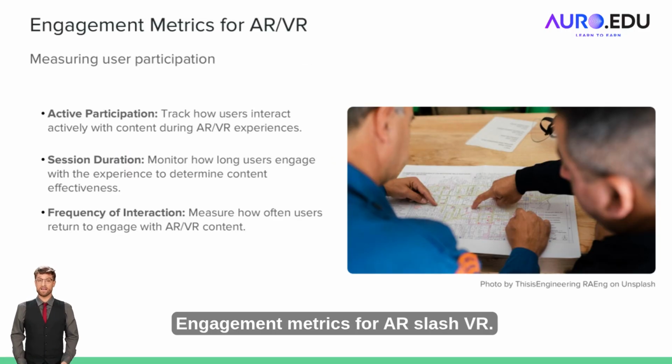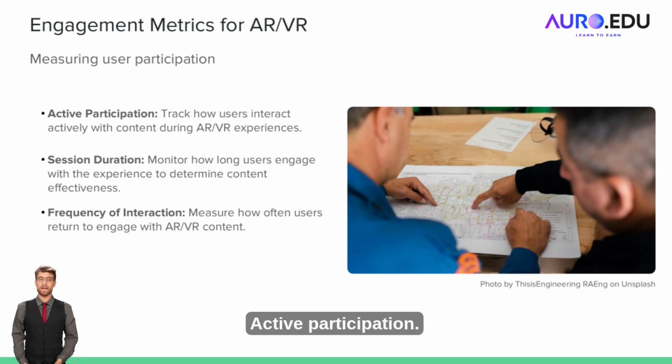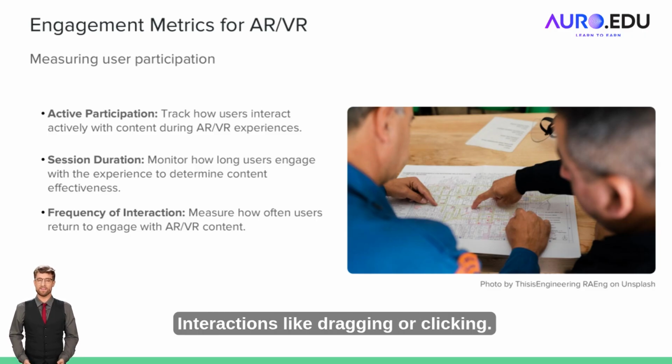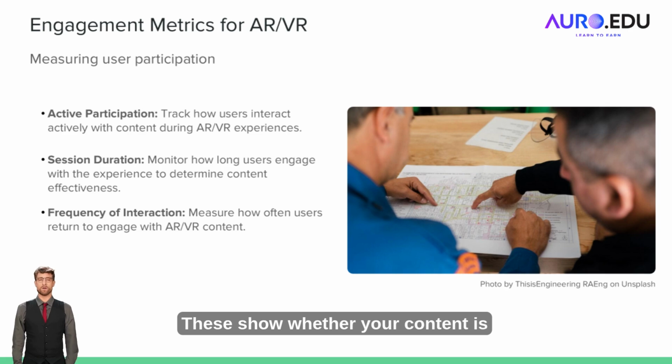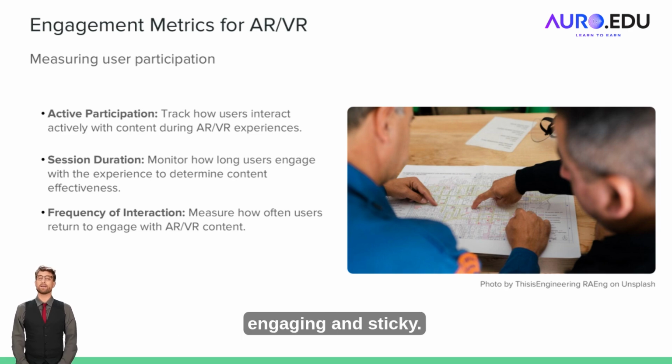Engagement metrics for AR/VR. Track how users participate. Active participation: interactions like dragging or clicking. Session duration: time spent in the experience. Frequency: how often they come back. These show whether your content is engaging and sticky.